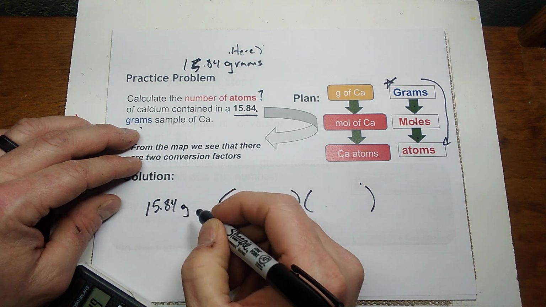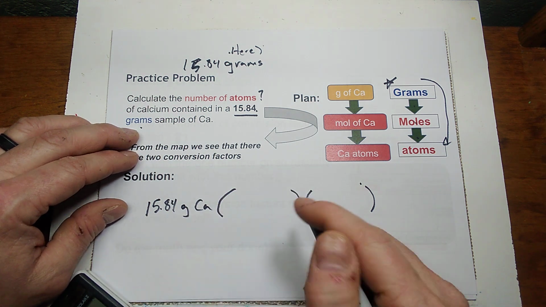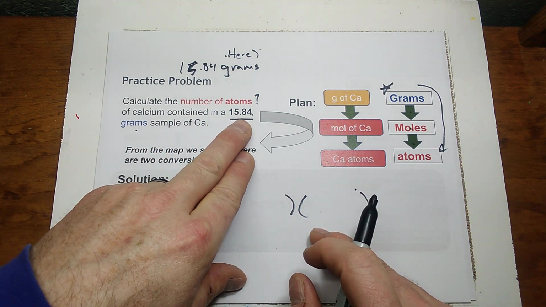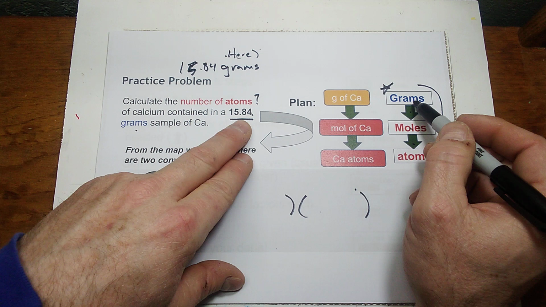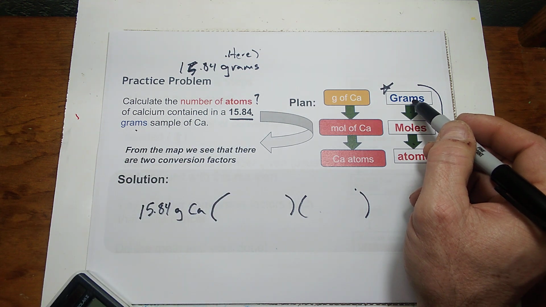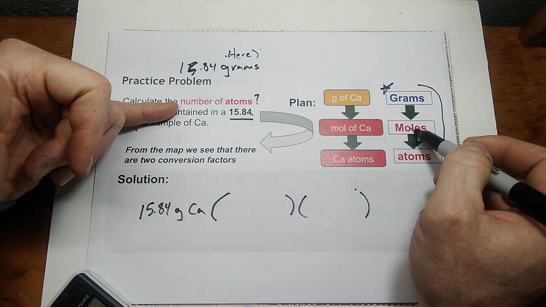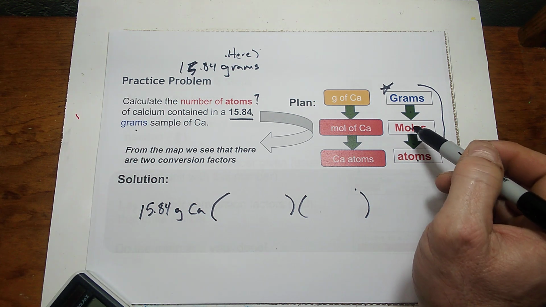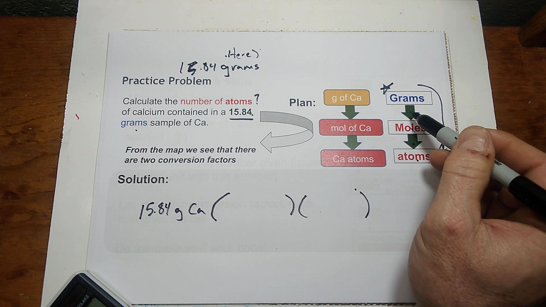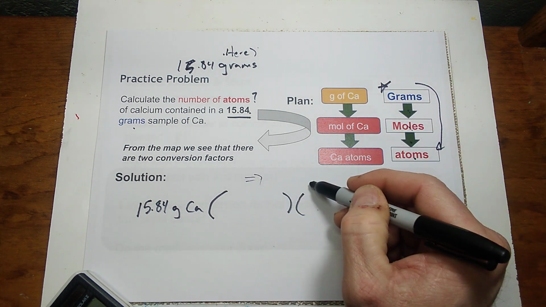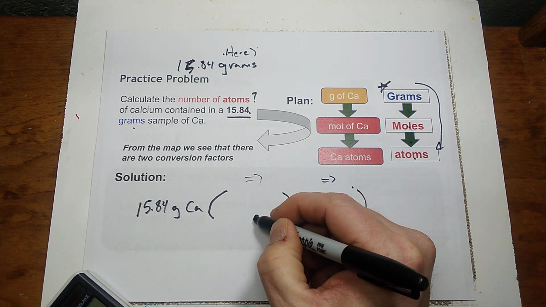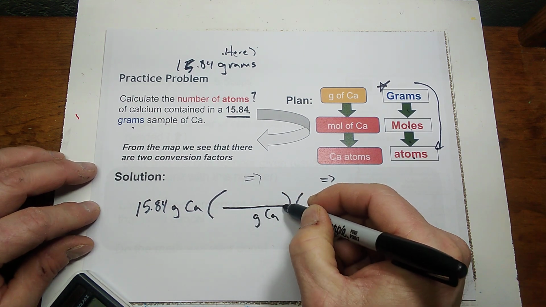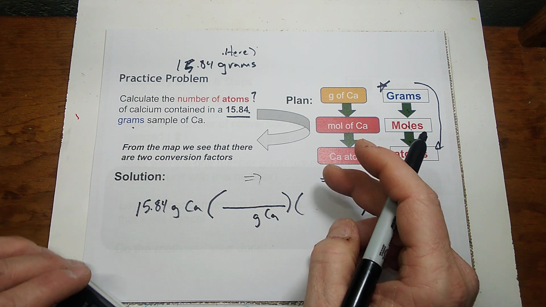I'm going to have two conversions of this 15.84 grams of calcium. Again, you say, how do you know there were these two? Because it told me I had grams, and I put my finger on the map and say, oh, I have grams. It's not asking for number of moles. It's asking for number of atoms. So that's past moles, and I have two arrows, two conversions. And the first one has to be grams of calcium, gets me to moles.